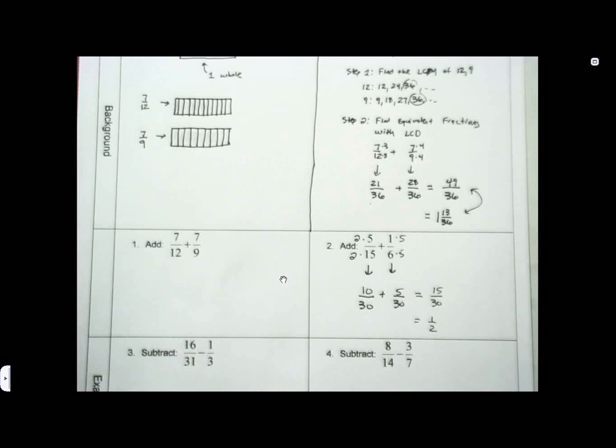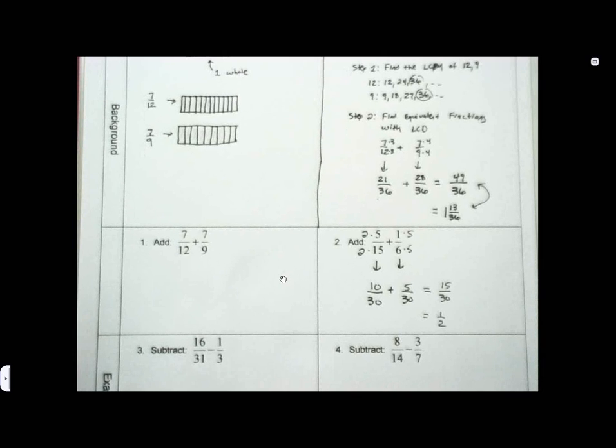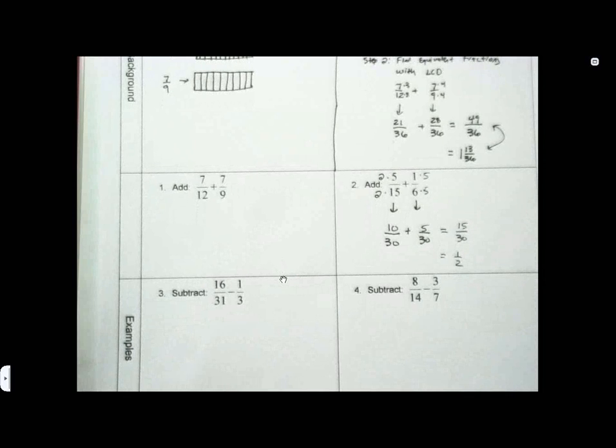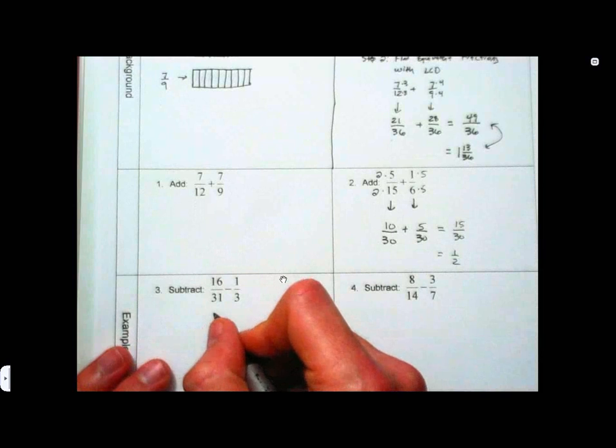Okay, turns out that if we can add fractions of the same or different denominators, the process for subtracting fractions of different denominators is exactly the same. So as an example, let's try number 3. I want you to try this on your own. Pause the video and then restart it after you've given it a try.